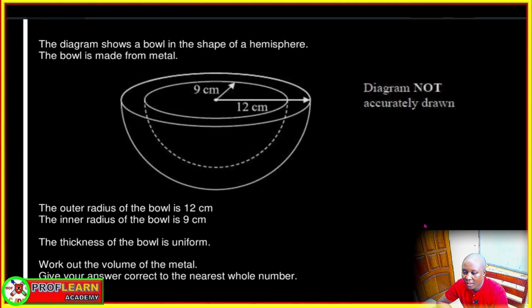Now for you to find the volume of the solid of this part, we are going to find the volume of the outer region minus the volume of the inner region.